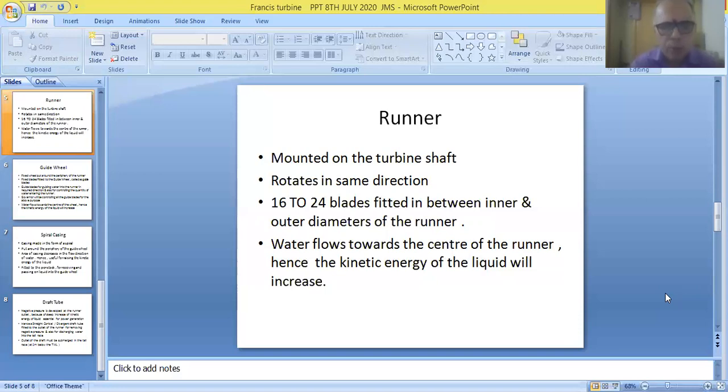So we have to note down the number of blades. Around 24 blades are fitted between the inner and outer diameters of the runner, and water will be flowing from outer diameter to the inner diameter of the runner. That means it will be flowing towards the center of the runner. So the area of cross section is decreasing in flow direction. Therefore, the runner is used for increasing the kinetic energy of the liquid.